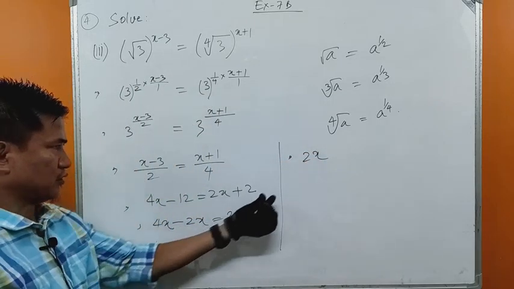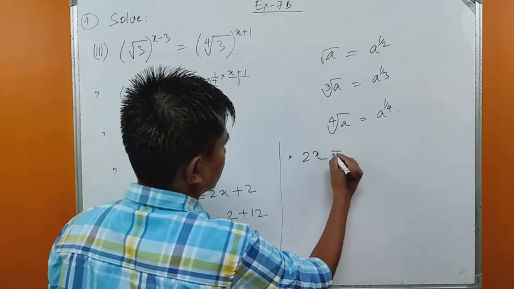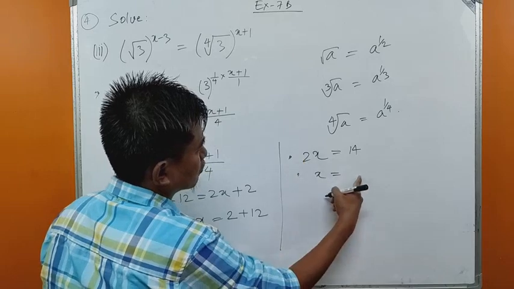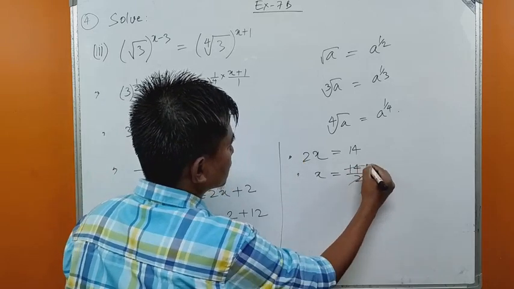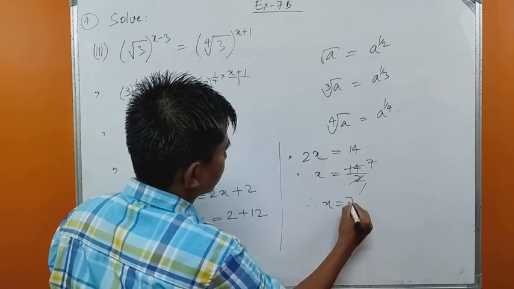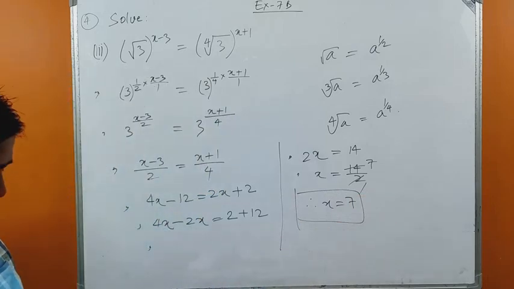4x minus 2x is 2x, okay, equals to 2 plus 12 is 14, or x equals to, we take this 2 to the denominator of 14 by cross multiplication, 2 1s are 2, 2 7s are 14. Therefore, x equals to 7. So this is the answer for question number 3 of 4. I hope you got this.